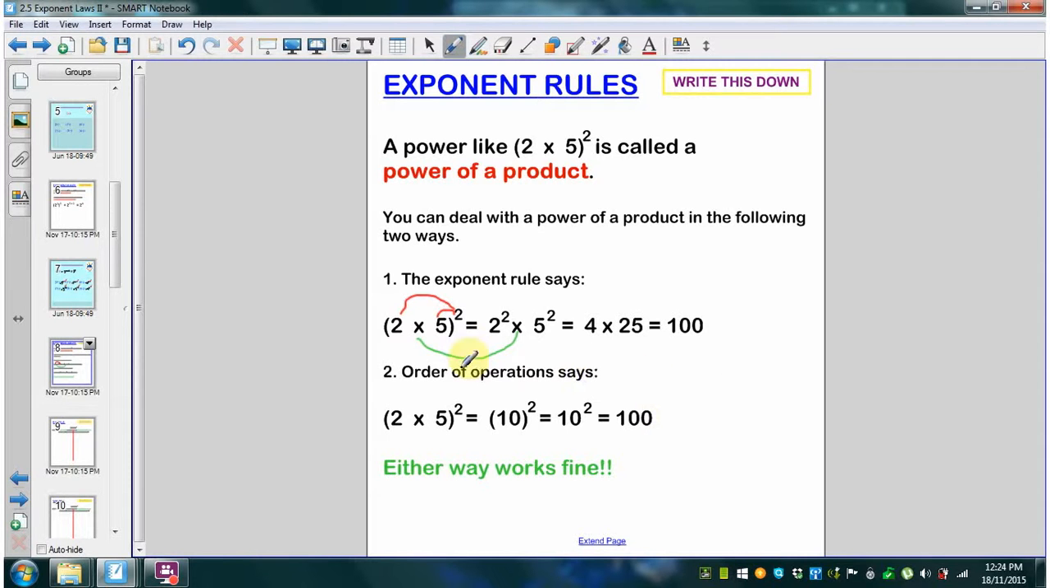Okay, I assume a lot of you will use this way because it's the order of operations. But this exponent rule is a nice little trick to have in your back pocket for the rest of this course in Math 9, and for future courses in high school, okay? Because sometimes this comes into play. So that's why I'm showing you this here today.